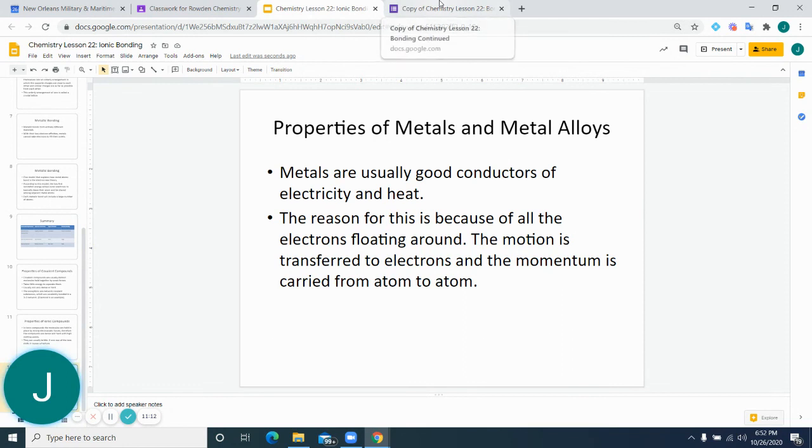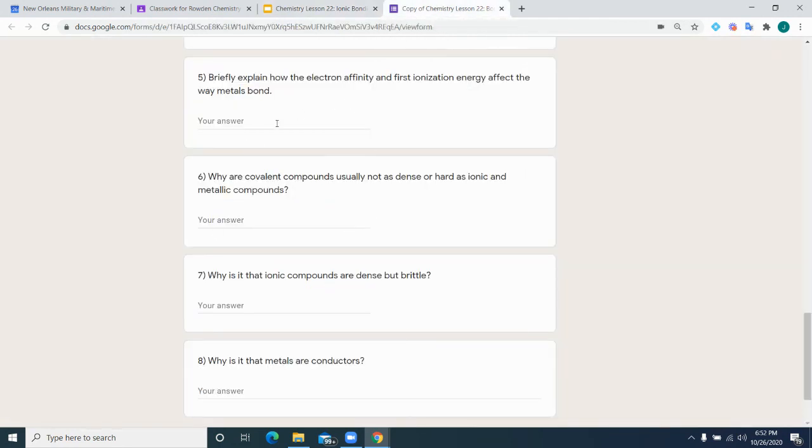So that's just kind of it. Read through those again and make sure you understand them and then use that to explain these answers right here. And then once you do that, then you are done.